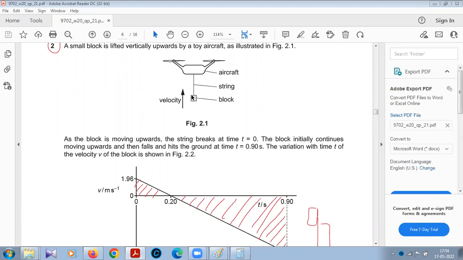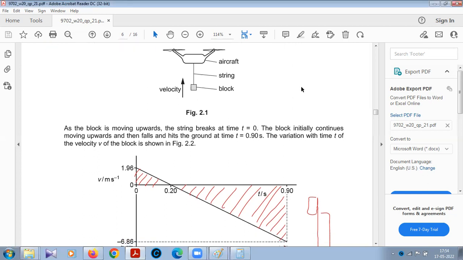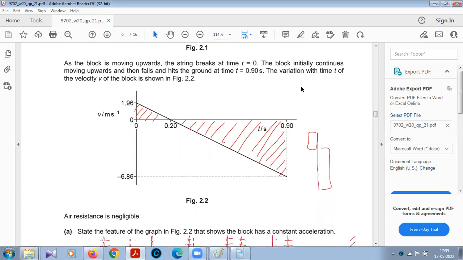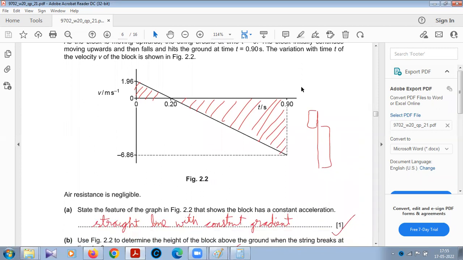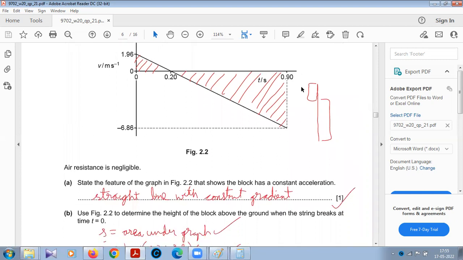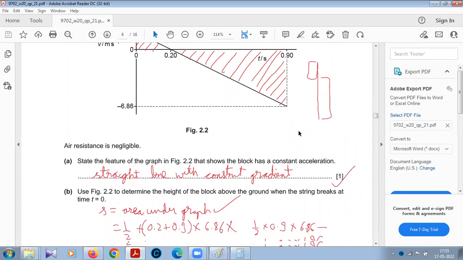So when the string breaks, by that time the block has certain velocity, kinetic energy. So it will keep on moving a little bit upwards till all the kinetic energy gets converted into gravitational potential energy. And then again after that it will fall down because of the acceleration due to gravity, because of the attraction of the earth. If air resistance is there? Air resistance? No. See, velocity versus time graph, it's a constant gradient. So it is moving with the acceleration due to gravity.